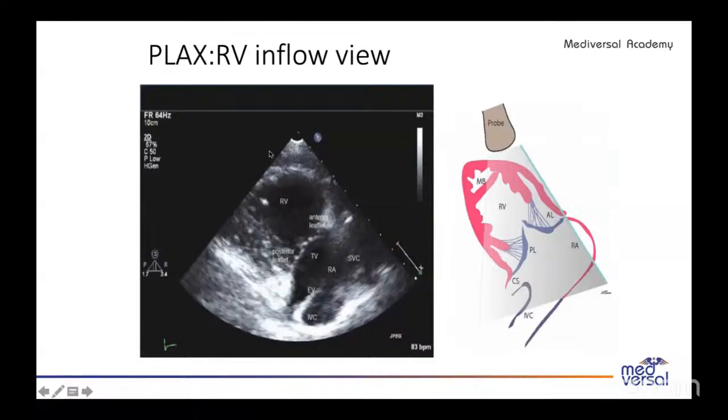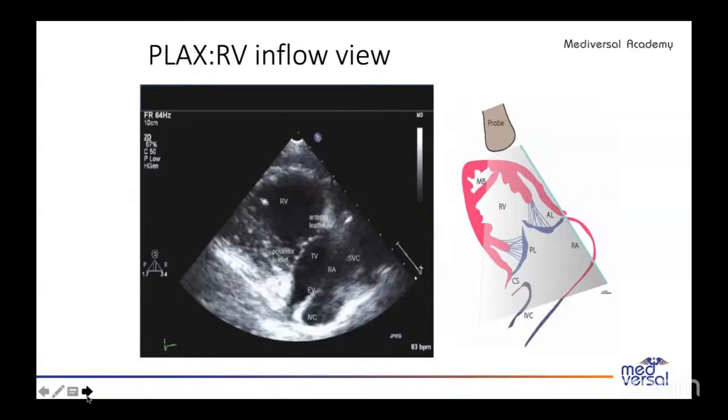So this is the PLAX RV inflow view. How will you make it? I showed you how to make a PLAX view. The PLAX view is basically when the pointer is to the right shoulder, and the transducer is at the left, second to fourth intercostal space. If you keep the probe there only, and you move the upper part upwards, then you will get the RV inflow view, meaning how the blood comes into the right ventricle.